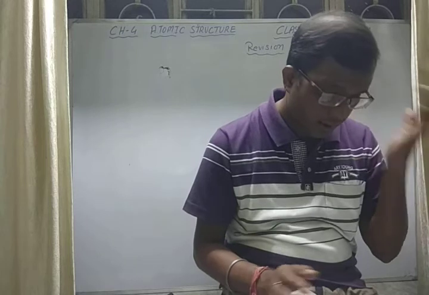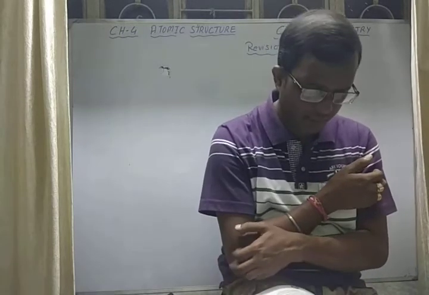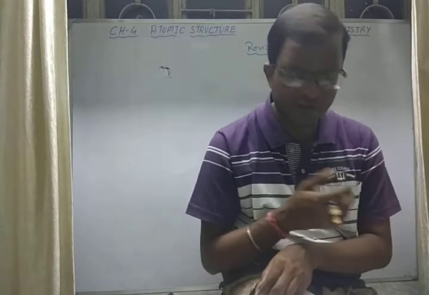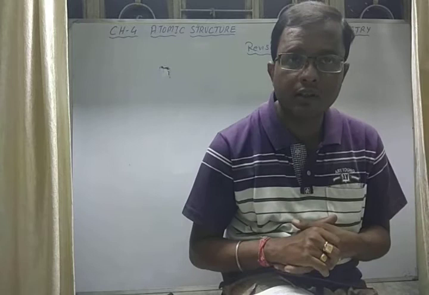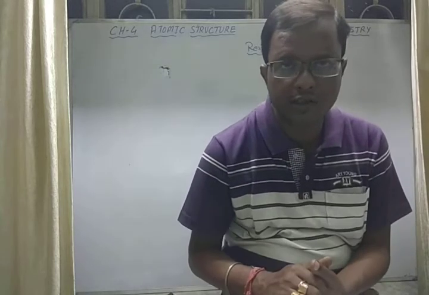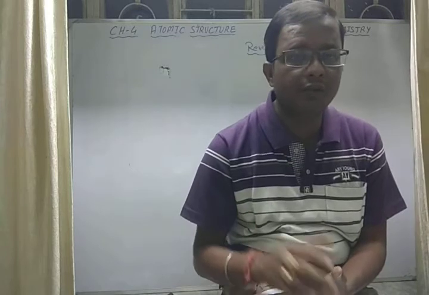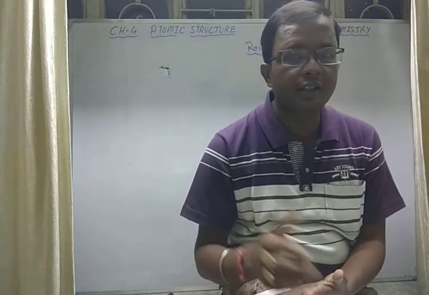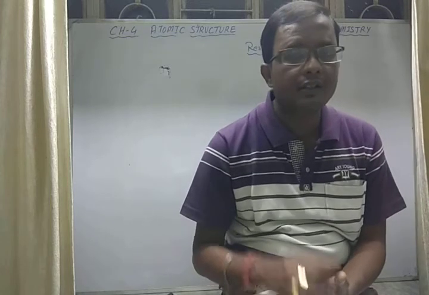After that, different atomic models were given by many scientists. J.J. Thomson gave the plum pudding model, which was discarded. Rutherford also gave an atomic model. His model was also discarded because he could not explain the stability of the electrons. He said the electrons revolve around the nucleus in a spiral path.